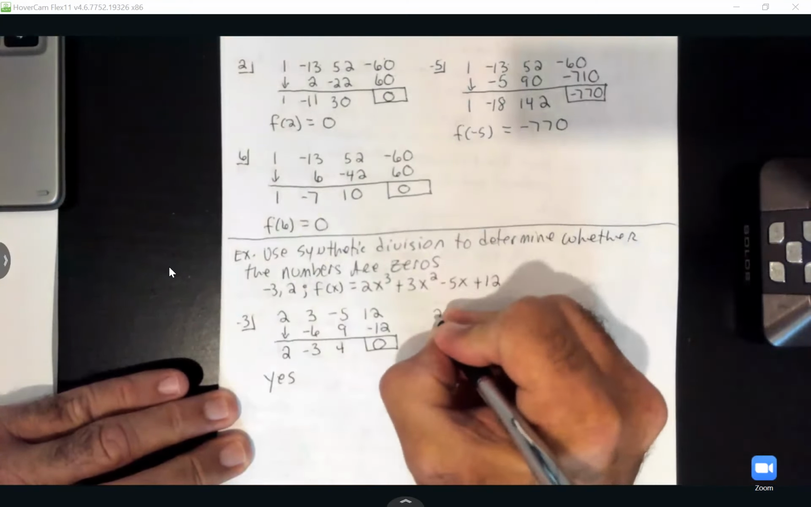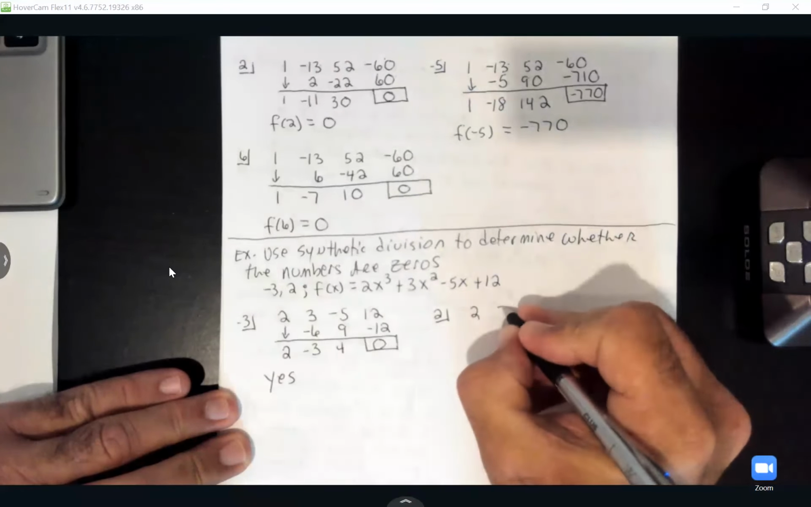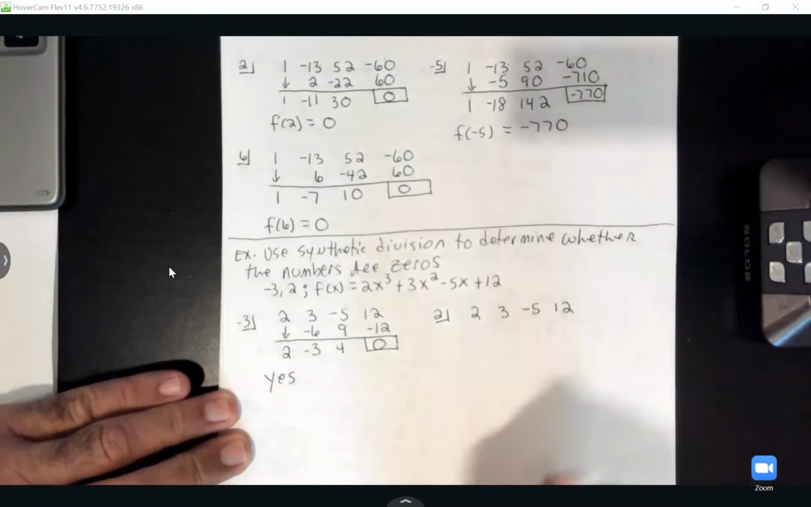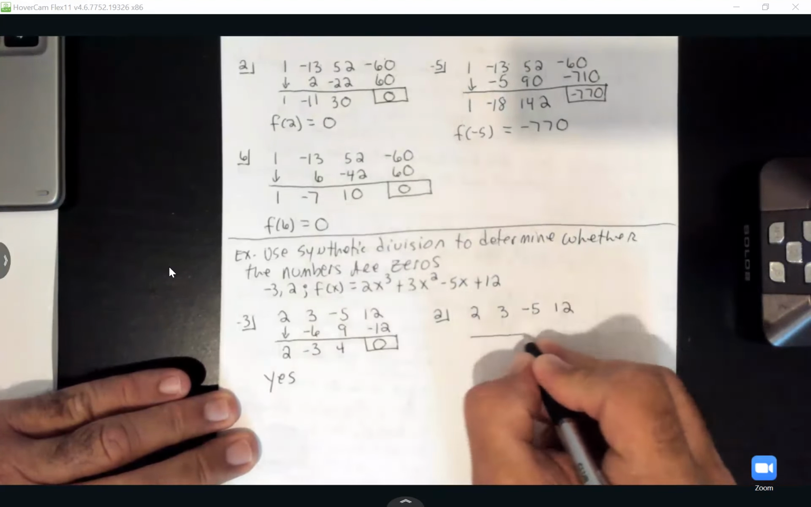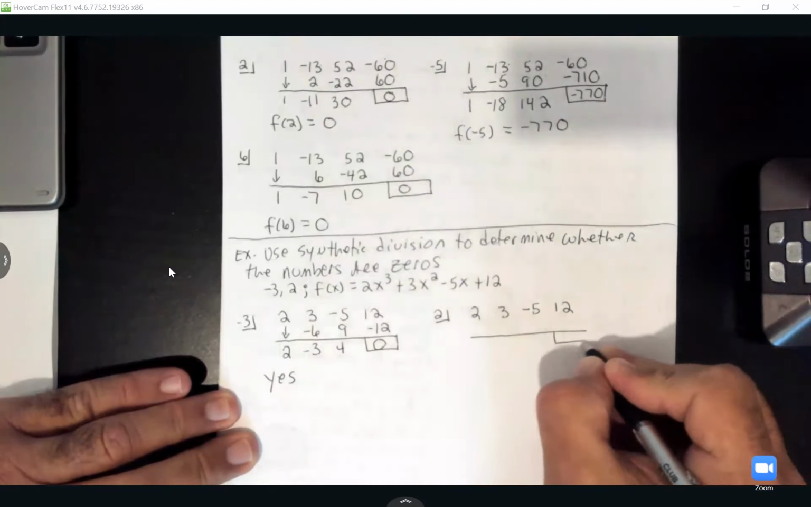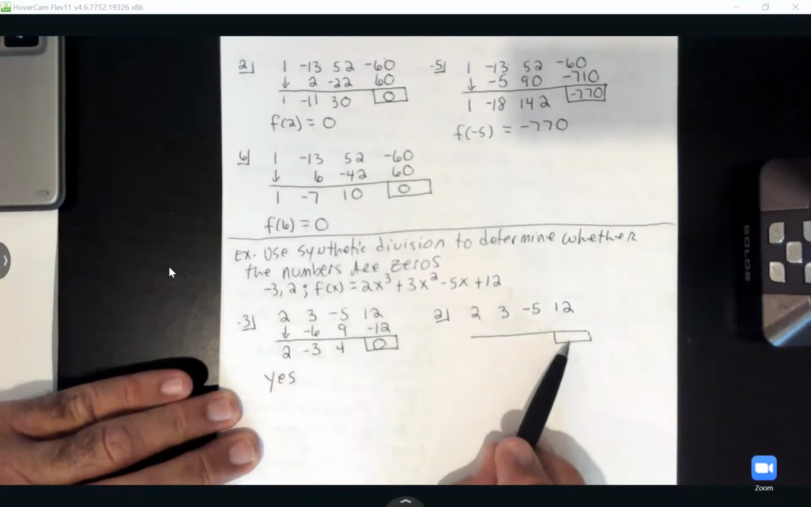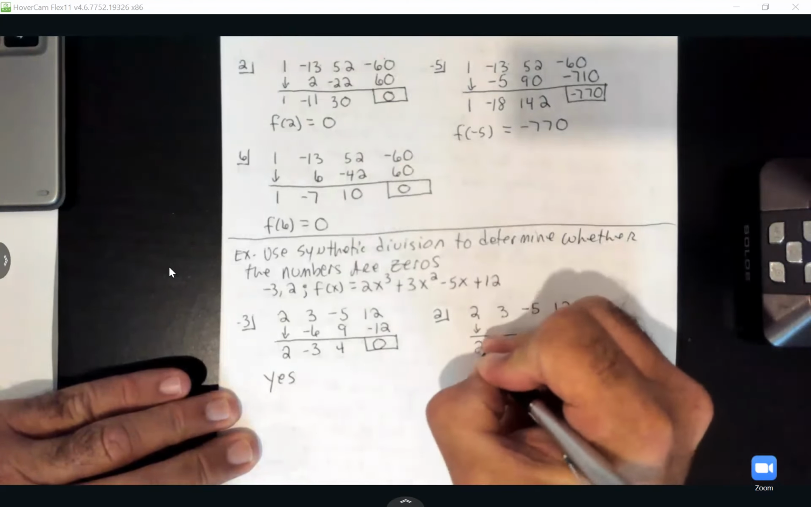So then we check this 2. So we bring in the 2. Now we got the same numbers. 2, 3, -5, and 12. All right, draw my box. All right, y'all. So we're looking for a 0. Any other number will be a no.